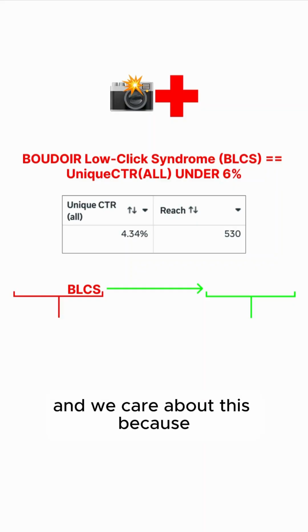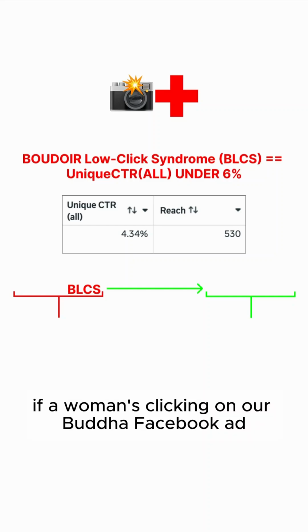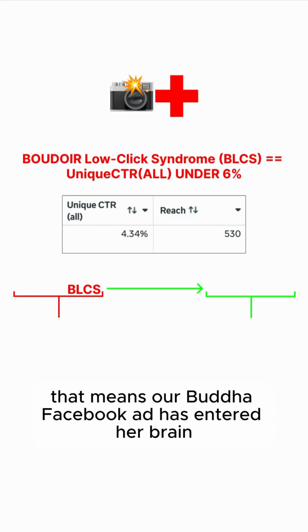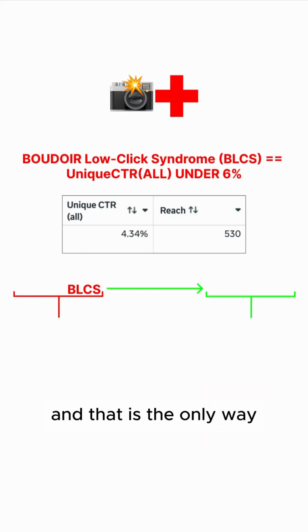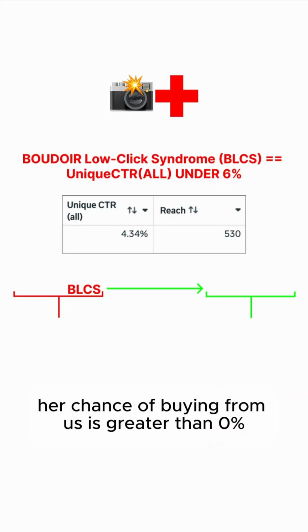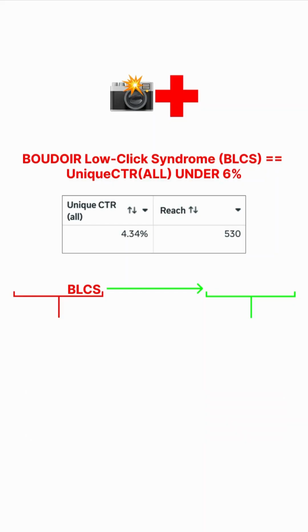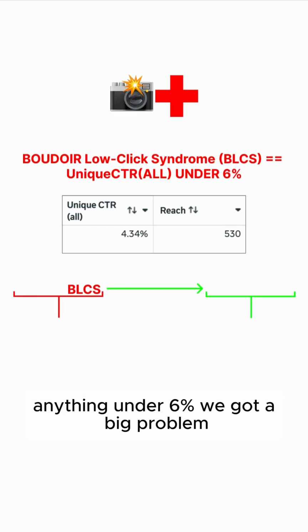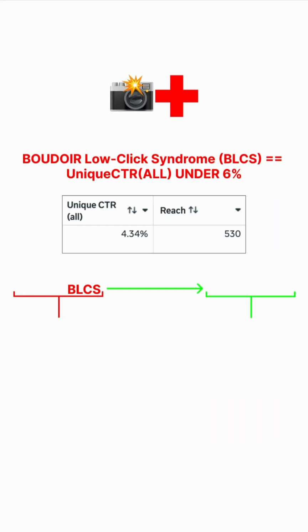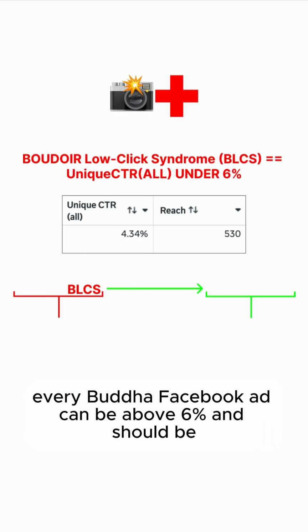And we care about this because if a woman's clicking on our Boudoir Facebook ad, that means our Boudoir Facebook ad has entered her brain. And that is the only way our chance of her buying from us is greater than 0%. So we've got to get this number up as high as possible, but 6% is the minimum. Anything under 6%, we've got a big problem. Every Boudoir Facebook ad can be above 6% and should be.